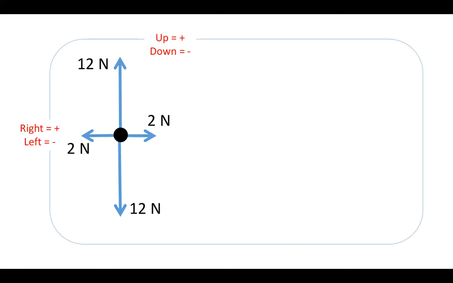Okay, let's try this one. So this is a very simple force diagram. The force types are not identified here, simply the force magnitude. So we just have numbers that tell us how many newtons of force are applied in each direction.